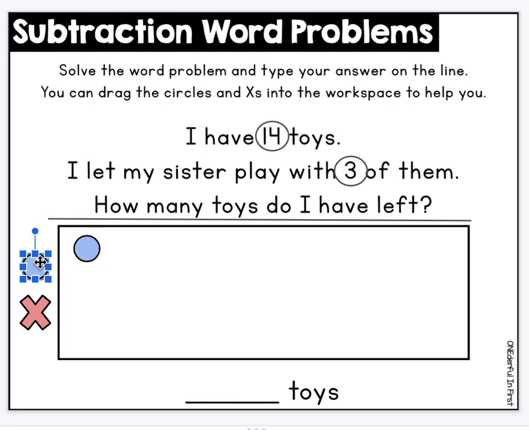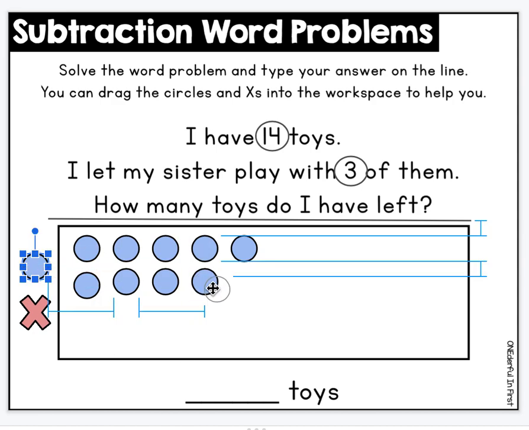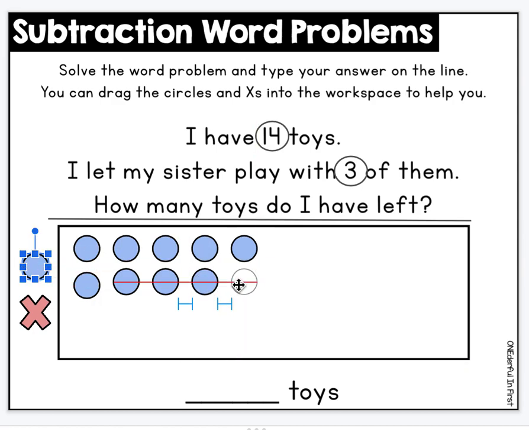1, 2, 3, 4. Come on, I'm going to pull you down a little bit. Make y'all match. 5, 6, 7, 8, 9, 10. Okay, and then I'm going to do 4 more.